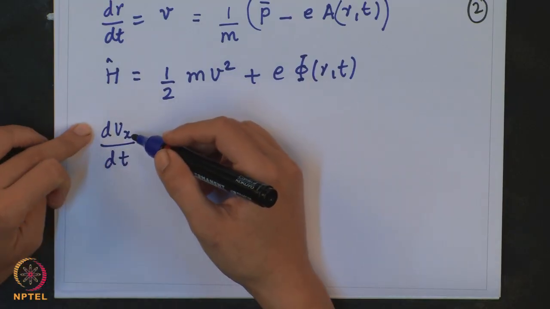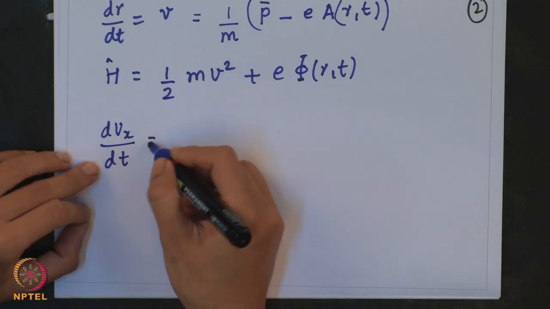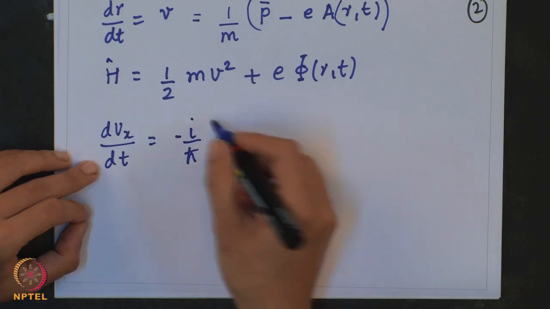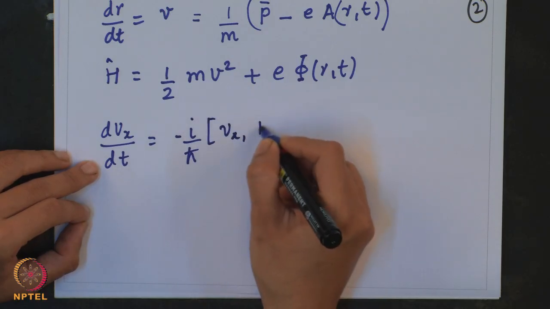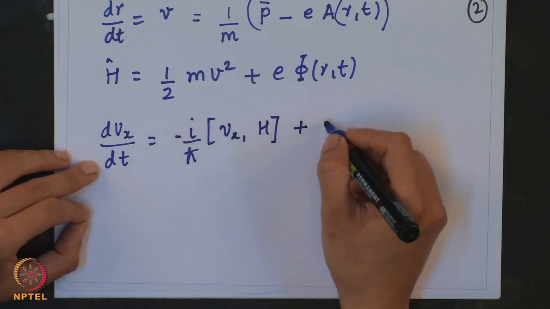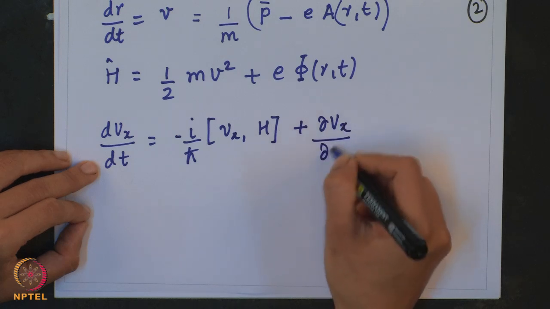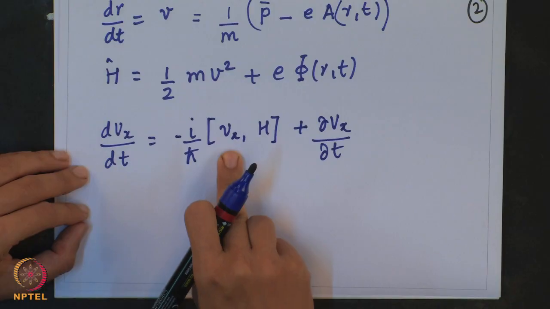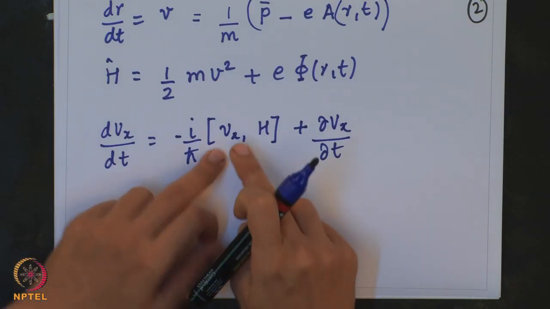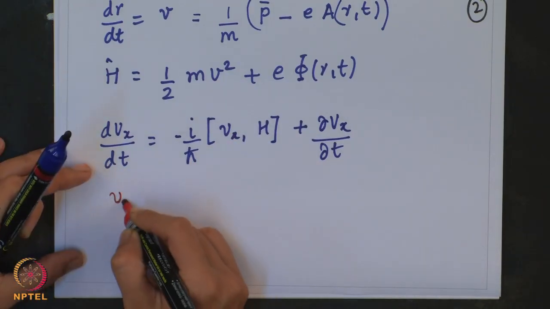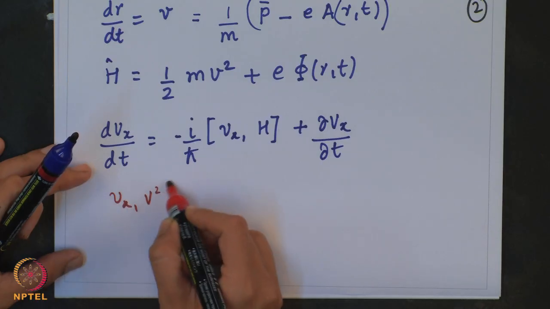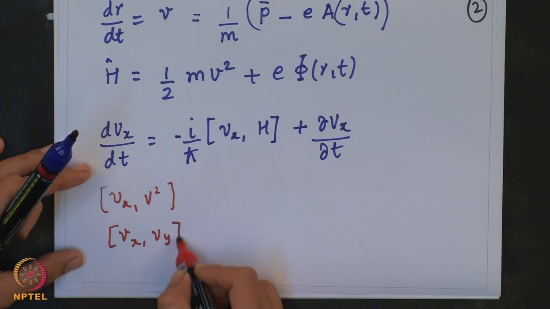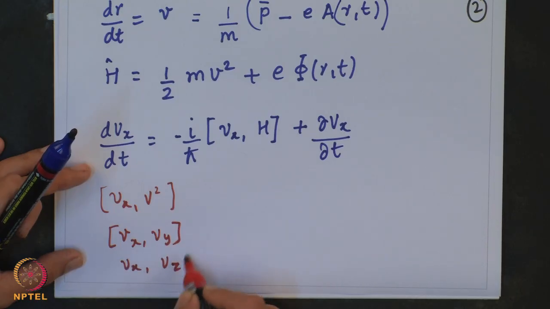Now, velocity is time dependent. So, we will have this modified as minus i h cross, then I have Vx h plus the partial differentiation with respect to t. So, this is what I have. For this you just look carefully here, you have to evaluate a few things. So, that is V of x and V square.